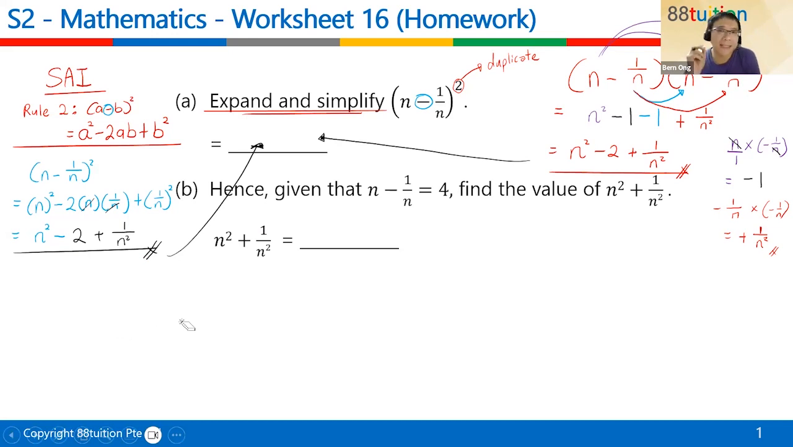But children, can I say something? Because you are Sec 2 Express, you are going into Sec 3. In Sec 3, you might have a chance to do something called additional math.